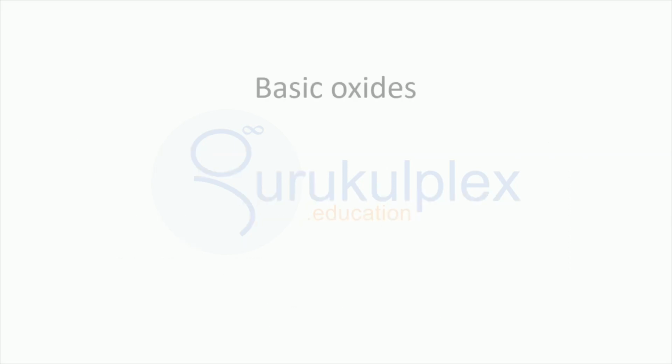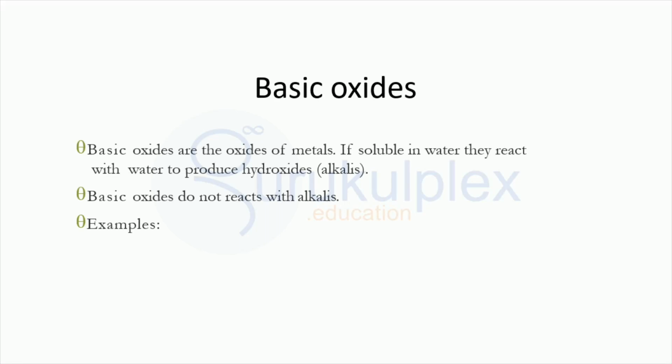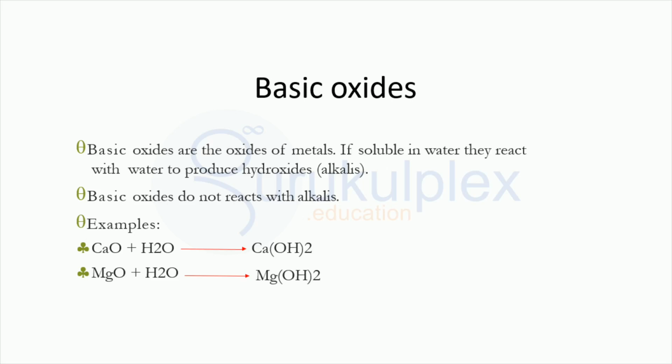Basic oxides are substances created by combining a metal and an oxygen molecule, with the ability to influence the acidity or basicity of a substance. These oxides are soluble in water, and when they interact with it, they form a hydroxide or an alkali. Conversely, basic oxides do not interact with alkalis. Examples of basic oxides include calcium oxide, magnesium oxide, calcium hydroxide and magnesium hydroxide.